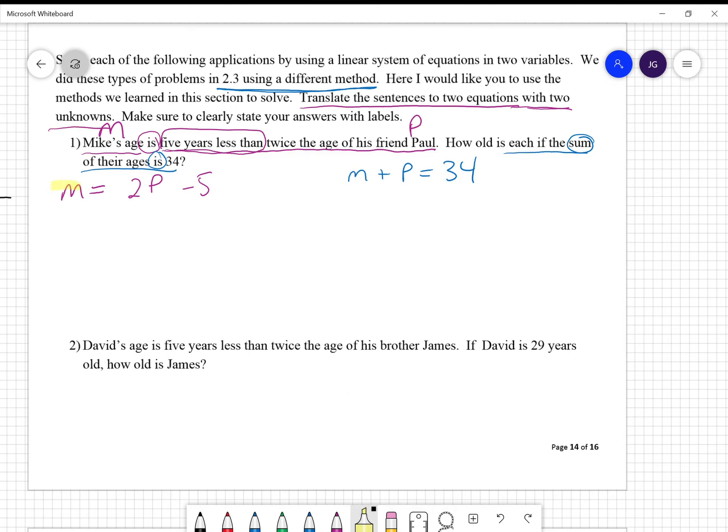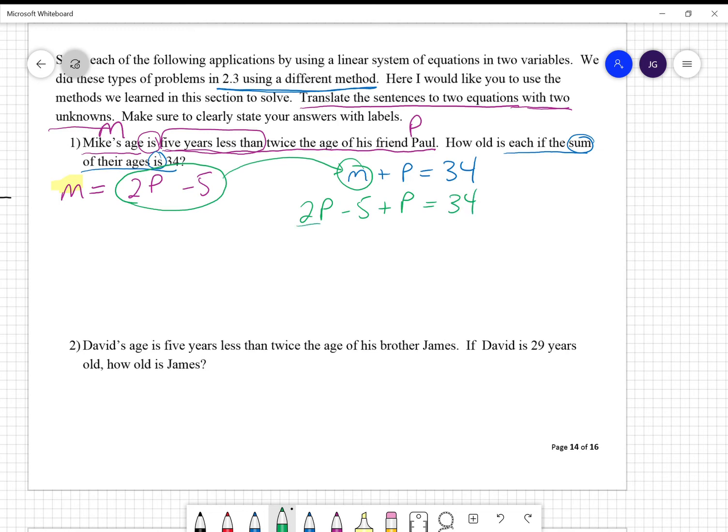Okay, notice the first equation has m all by itself. So I am going to use substitution. 2p minus 5 is going to replace m in the other equation. So my new equation is 2p minus 5 plus p equals 34.